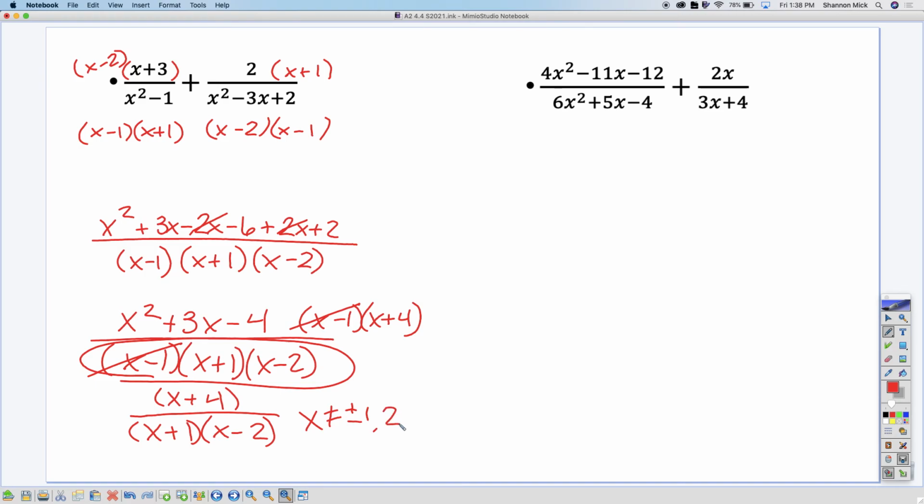Where'd you get 4, Elena? I was looking at the wrong thing. Oh, okay. You looked at the numerator? Yeah. Okay. So this is still just the denominator, right? Yes.